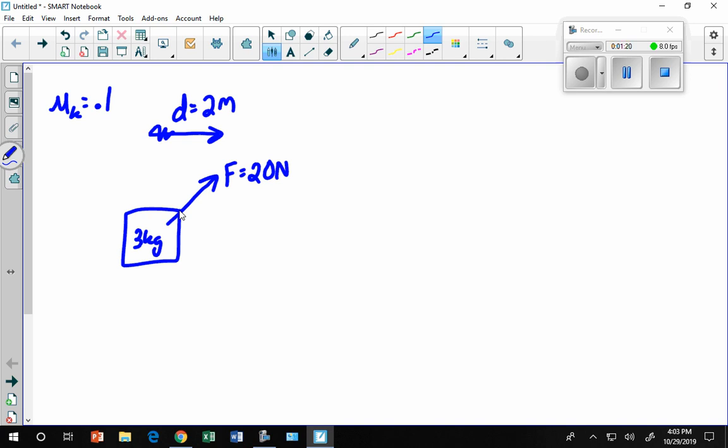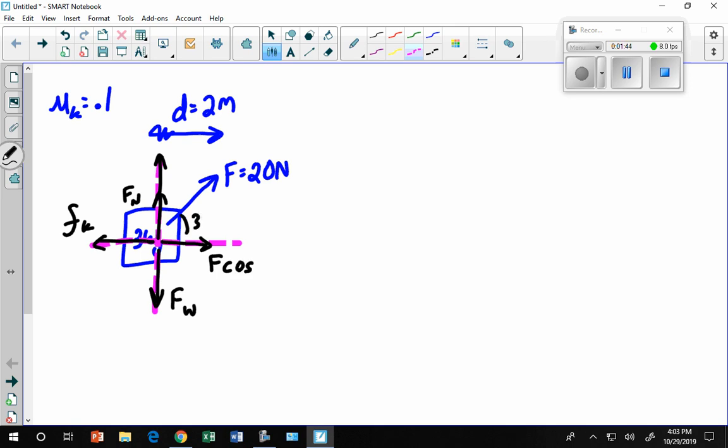So the way that you do this is you do what we did in chapter 4. That's where you're labeling all of your forces. You have your kinetic frictional force. You have your weight. You have your normal force. And then you have this extra force, which is F. And so I'll call this F cosine. Let's say this angle is 30 degrees. Cosine of 30 degrees. This is F sine of 30.